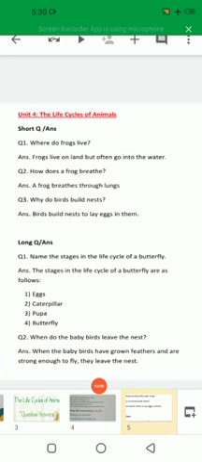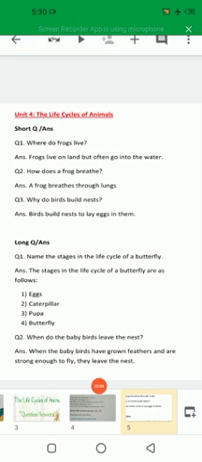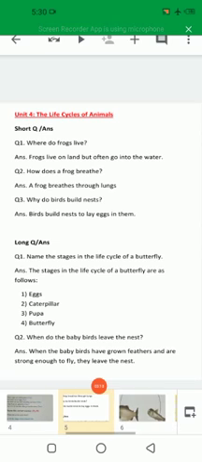Last question is when do the baby birds leave the nest? The answer is when the baby birds have grown feathers and are strong enough to fly, they leave the nest. So, these are the exercises which you are going to learn today.